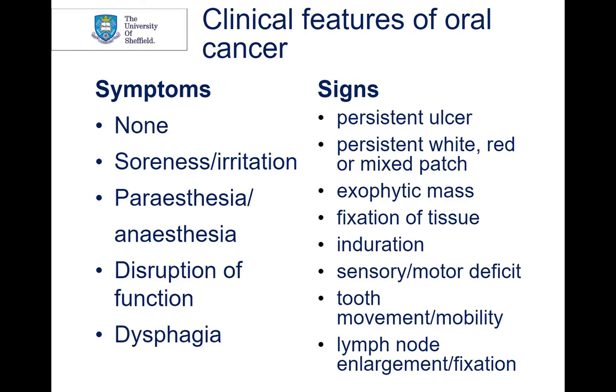So what about signs? Well, these are the things that you're going to notice potentially at your examination. So the patient may have a persistent ulcer, and obviously an ulcer comes with a differential diagnosis. It has a lot of things you'll have seen in the earlier part of the course. It could be trauma, it could be an underlying hematological deficiency and so on that predisposes to ulcer. So there are a number of things to consider. Persistence, red, white, or mixed patch. Again, we've talked about erythroplakia and leukoplakia, but there are other lesions which may give you white, red, or mixed patches as well. So they all need to be taken into account.